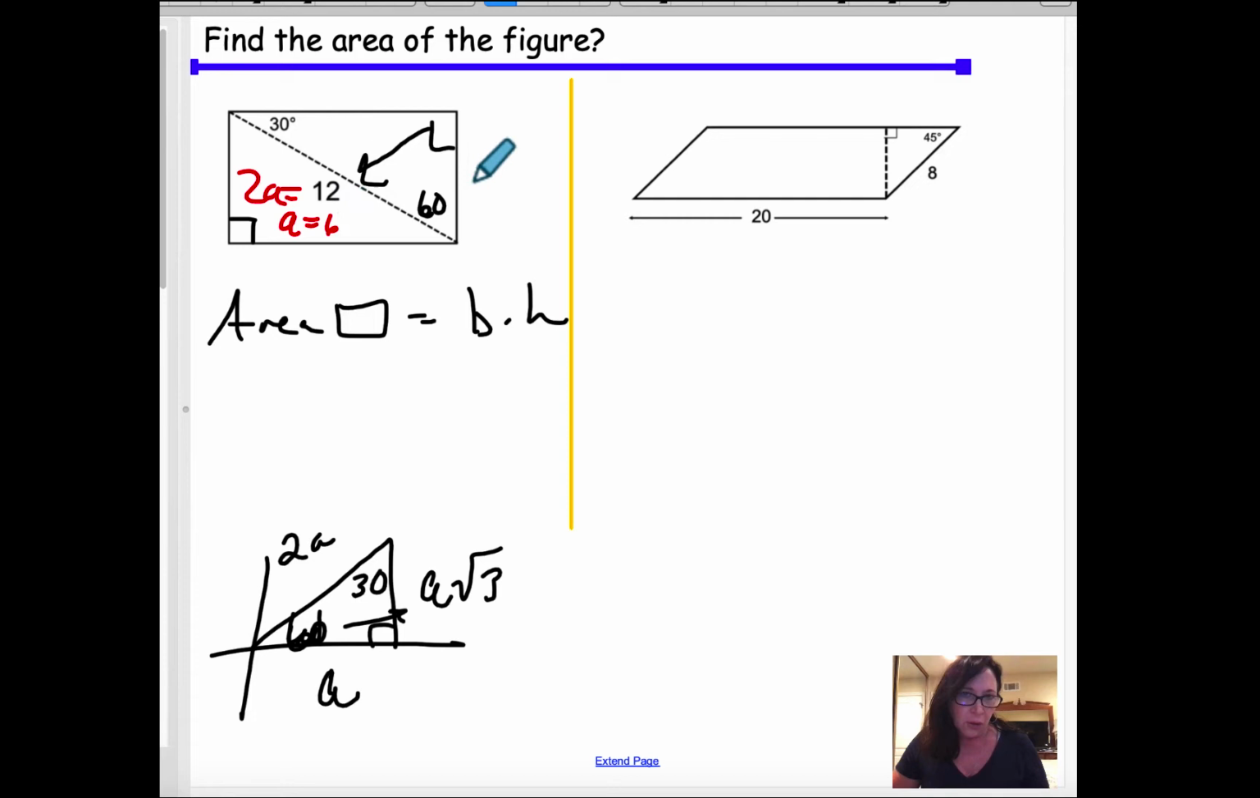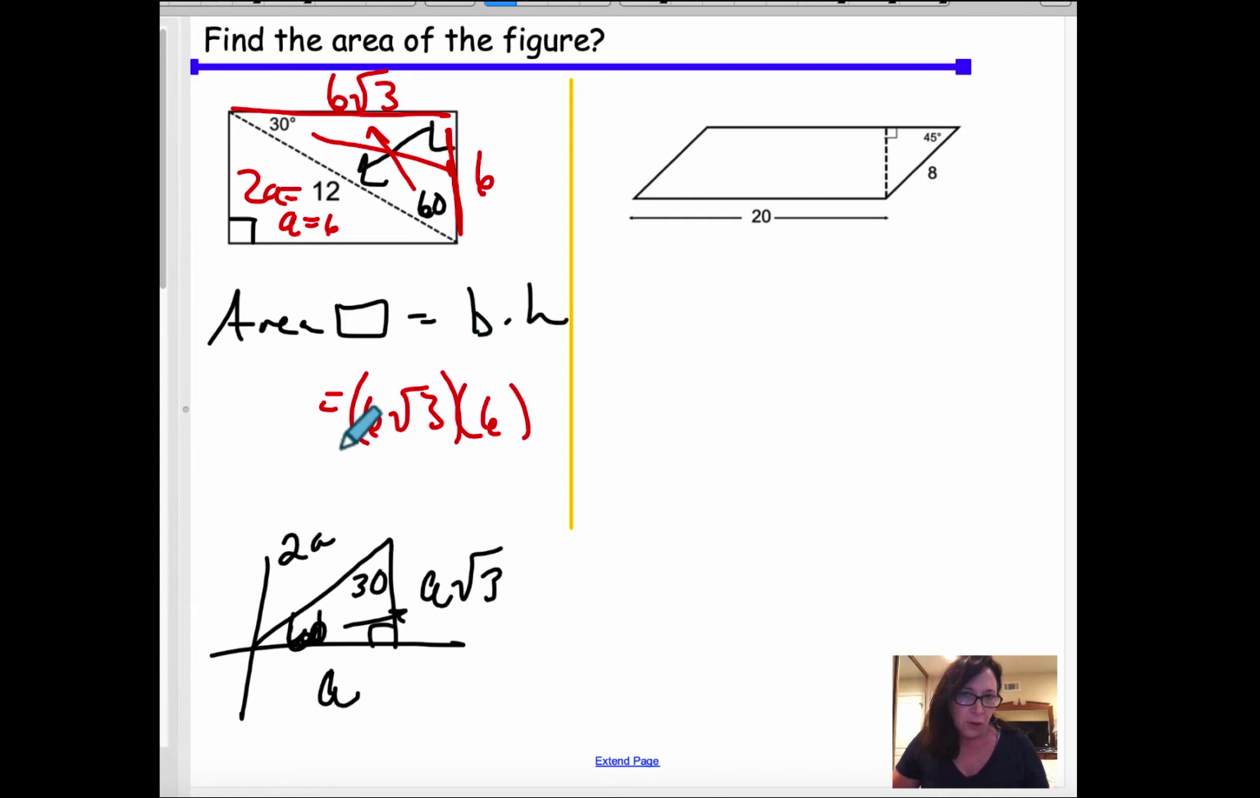Well, A is across from the 30, right? It's this line across from the 30 degrees. So that means that's 6. And then across from the 60 degree angle is A root 3. Well, if A is 6, then this will be 6 root 3. And so to find the area, you're going to go base times height. So you're going to say 6 root 3 times 6.